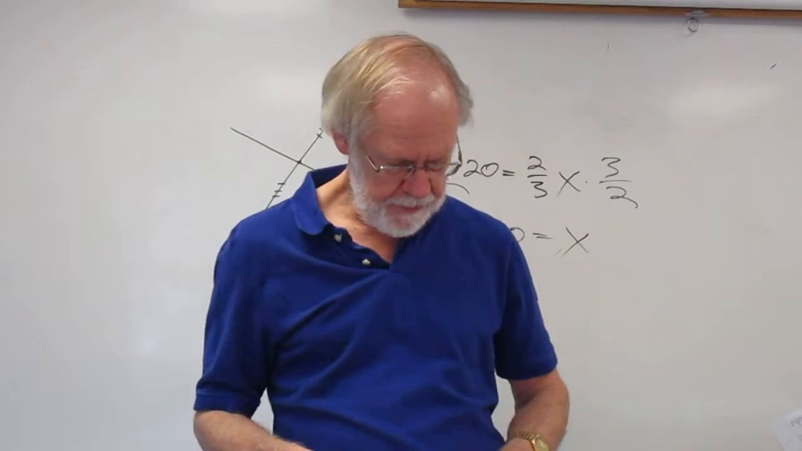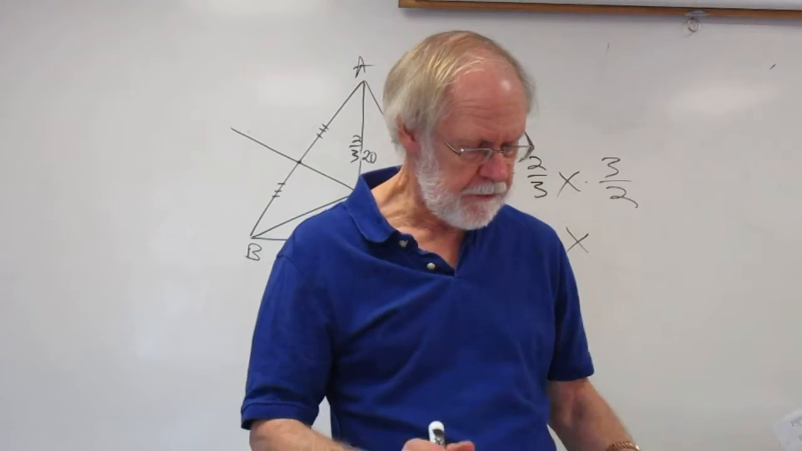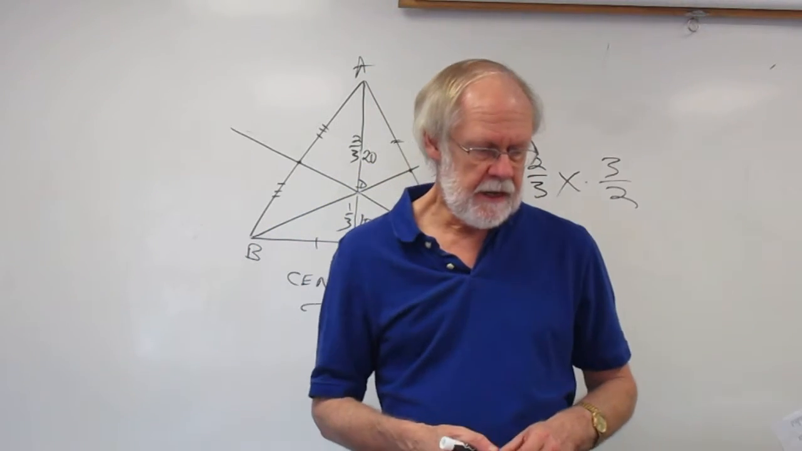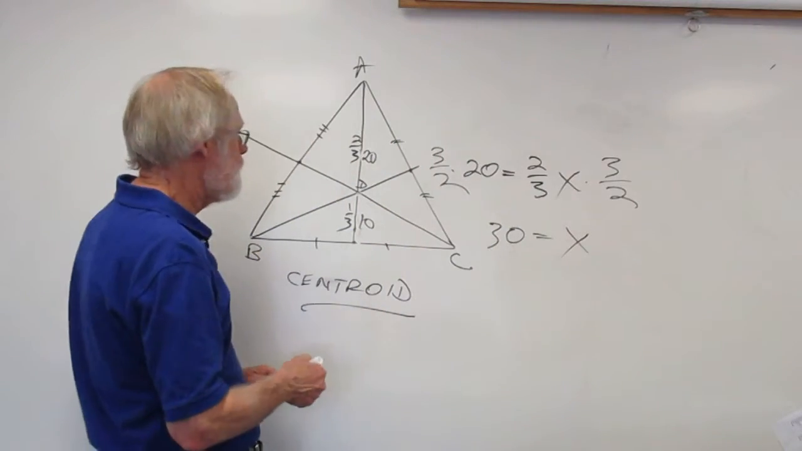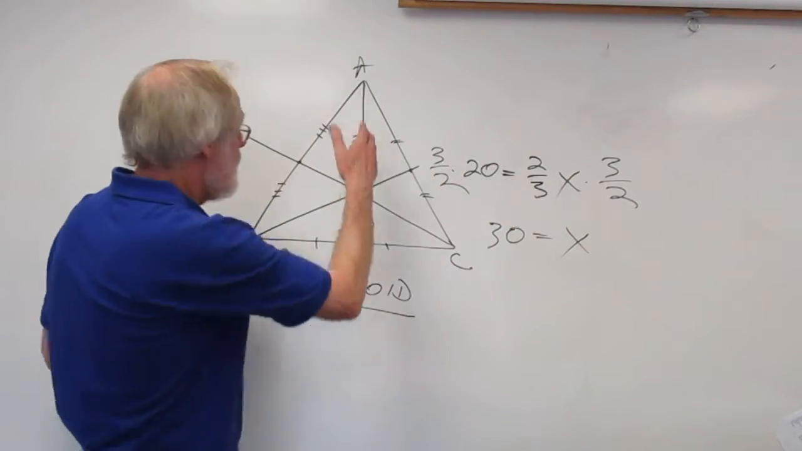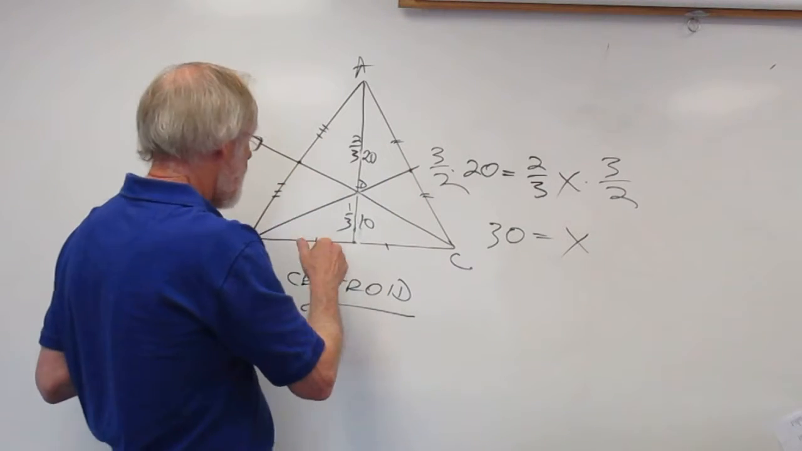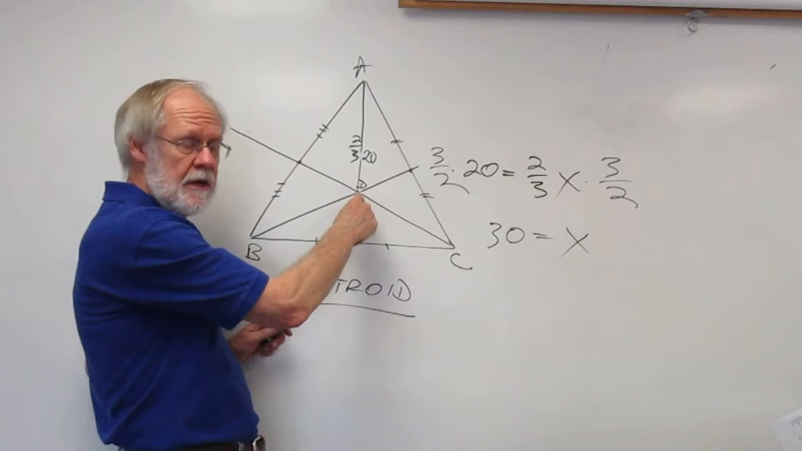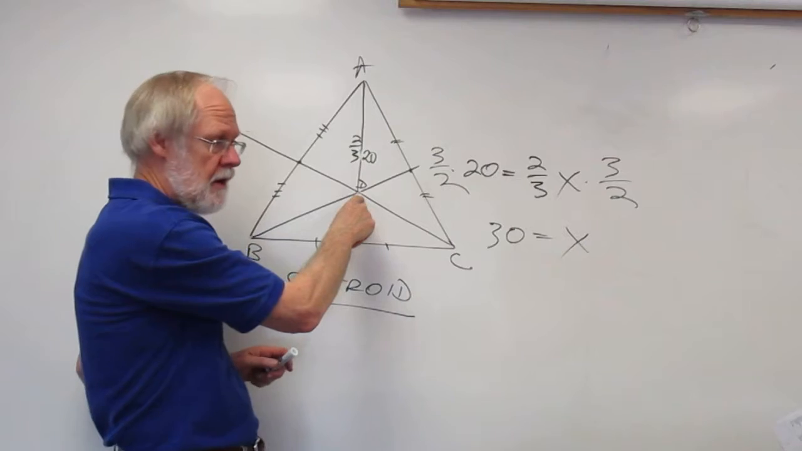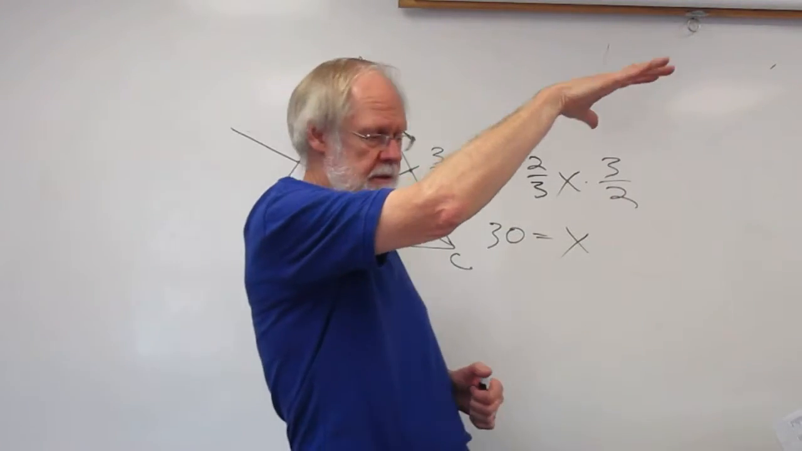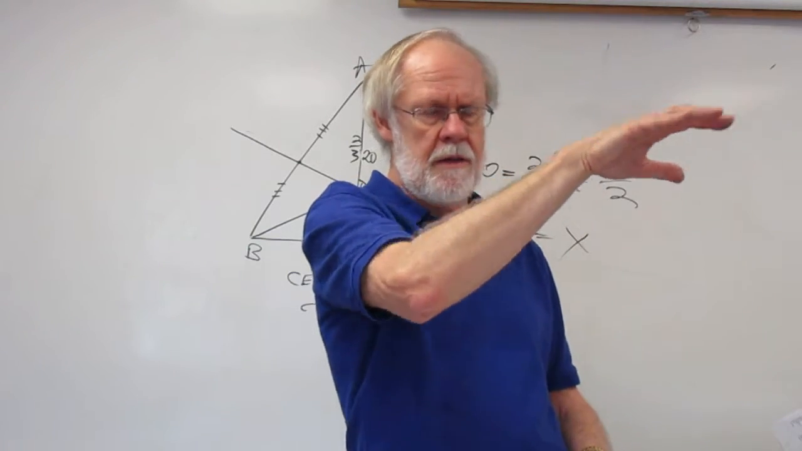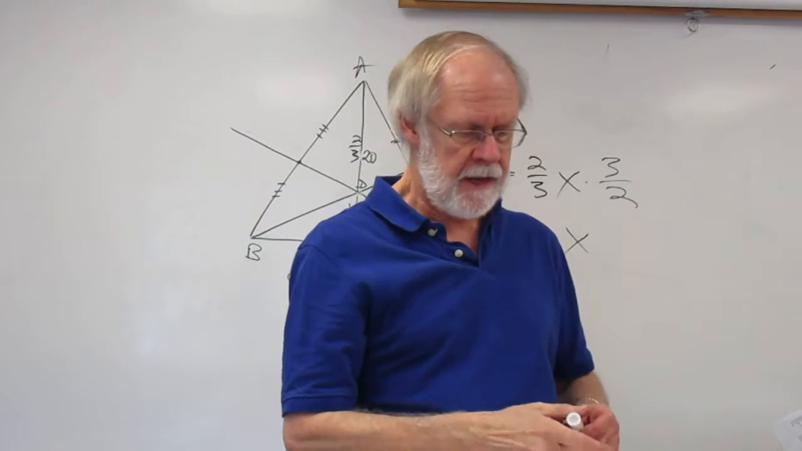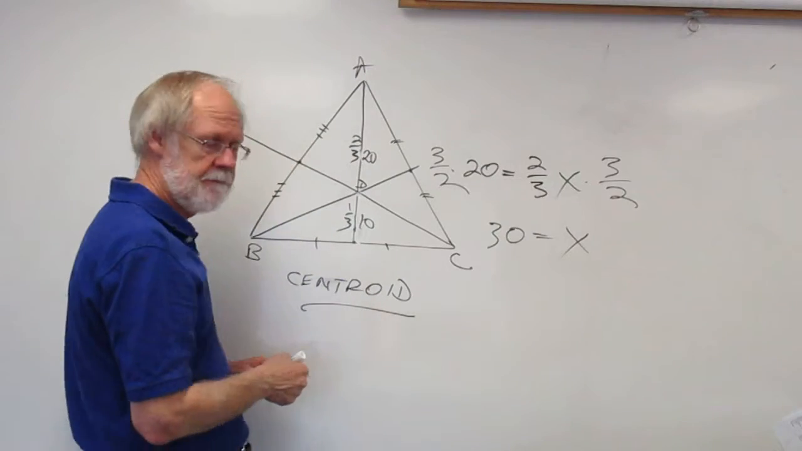All right, those are medians, and the median, by the way, is the balancing point of the triangle. So if you could cut out a triangle and draw a very accurate centroid right here, you could put the triangle on the head of a pin or on the point of a pencil, and it would balance perfectly.